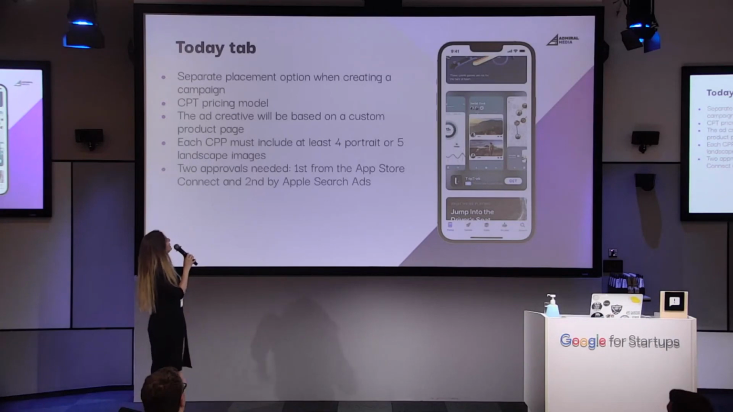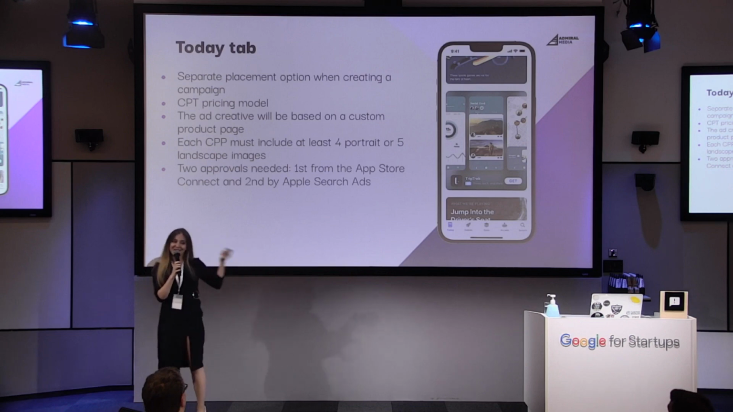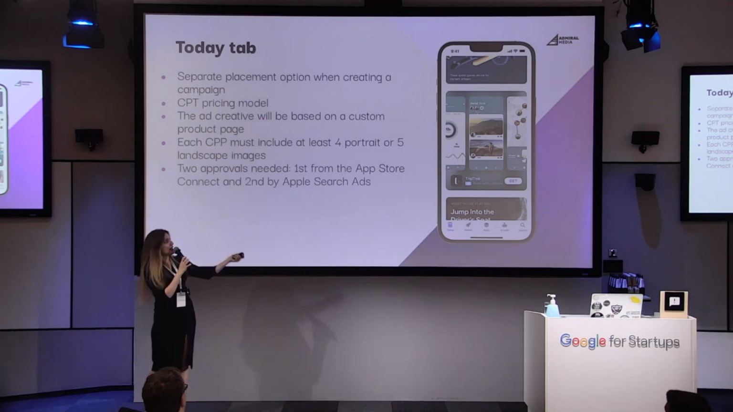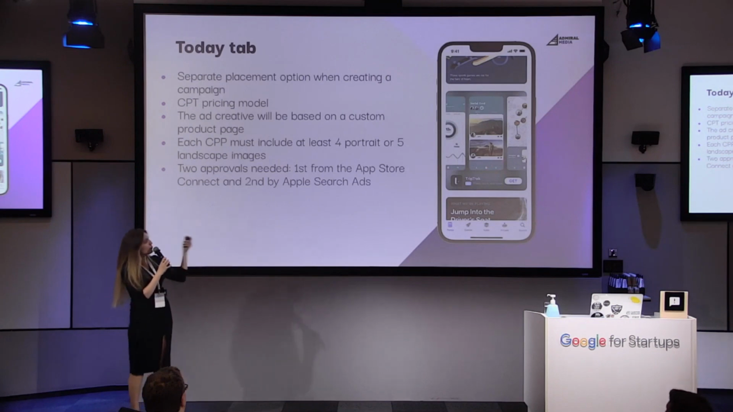The one that I'm more excited about is the one that is going to appear in the Today tab. Again, separate placement option using the CPT pricing model. But the good thing here is that we're going to have custom product pages involved as well. They're going to be the creative, and you're going to need at least 4 portrait or 5 landscape images in order to run the custom product pages on Today tab, which is a bit different than what we have now.